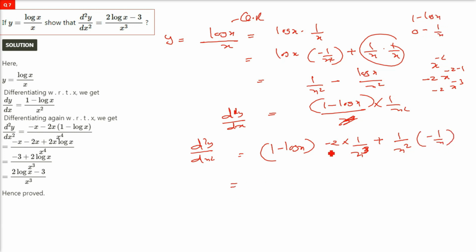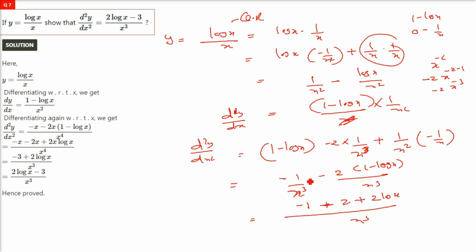So I'm bringing it in front. Minus 1 by x cube. Here again we have a negative, so minus 2 times 1 minus log x, and this is divided by x cube. Now you can take x cube as the denominator. You have negative 1, negative 2. If you multiply negative 2 inside, it will be negative 2 into 1, minus 2, and minus minus is plus, so you have 2 log x. So minus 1 and minus 2 will give you minus 3, and then we have this 2 log x. So 2 log x minus 3 divided by x cube is the d2y by dx2 you will get.